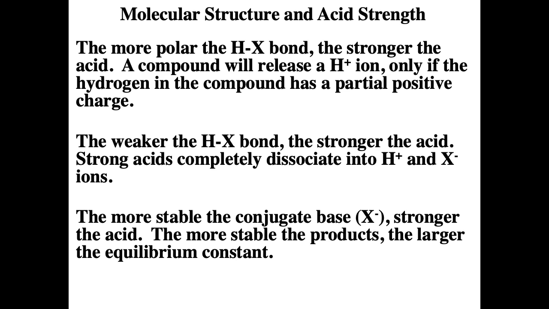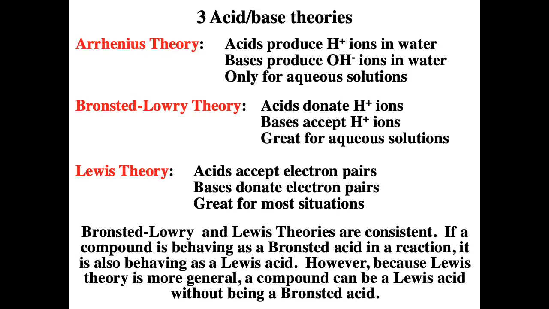Now, this is for Bronsted-Lowry acids, right? Bronsted-Lowry says the acid donates hydrogen ions. And so that's what we're talking about. Now, Lewis says acids accept electron pairs, bases donate electron pairs. I want to make sure to specify that, for both Bronsted-Lowry theory and Lewis theory, you're looking at how something is behaving in a reaction. Arrhenius theory is just, you add it to water, what's happening. Bronsted-Lowry theory and Lewis theory are consistent. All Bronsted-Lowry acids are also Lewis acids. But Lewis theory is a little bit more general. You can have something that's a Lewis acid that is not a Bronsted acid.